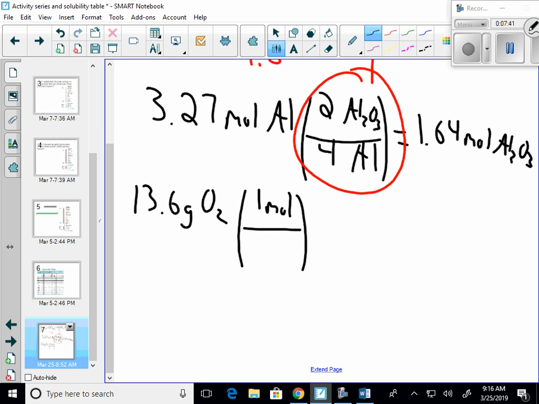How many grams should be on the bottom? 16? Because it's oxygen? Kyla? It's O2. So let's go 32 grams in the bottom. So, step number 1. Take our 13.6 grams divided by 32.